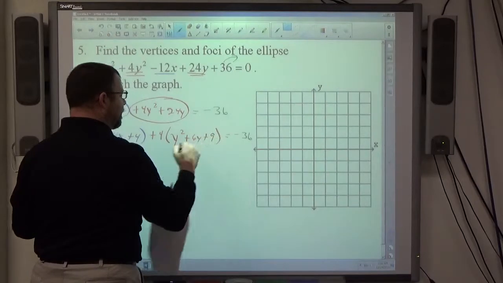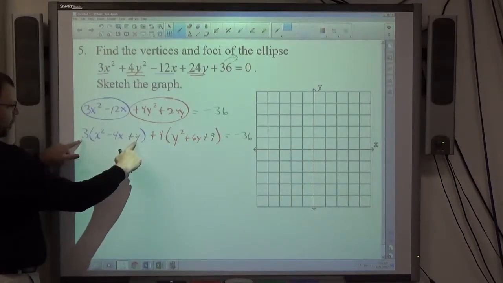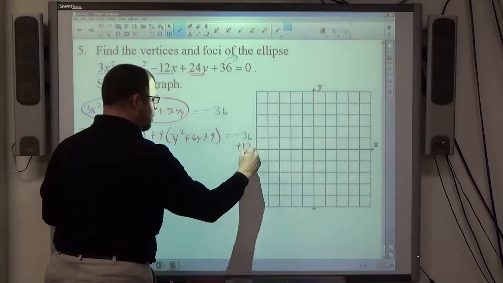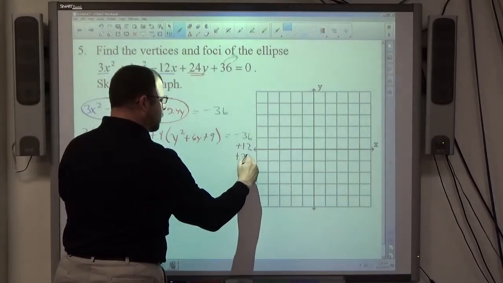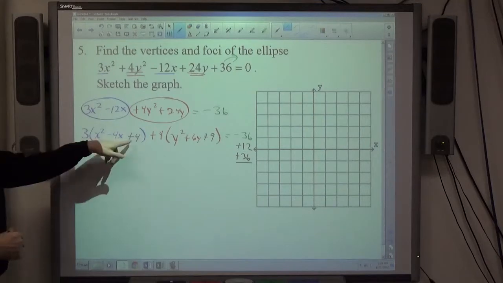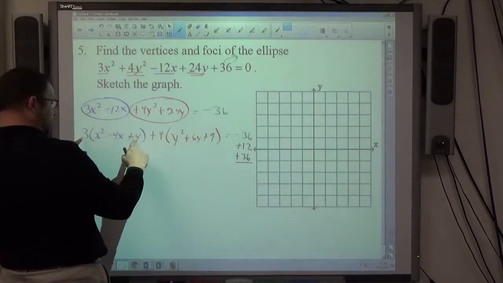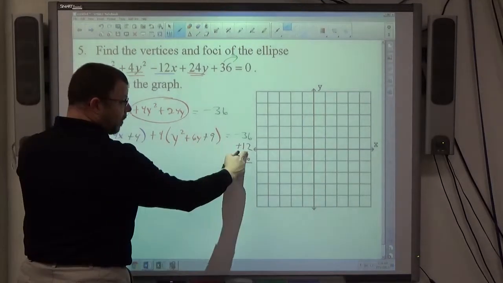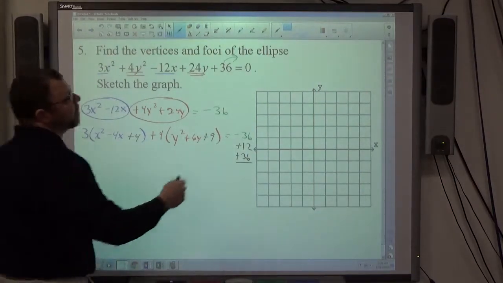3 squared is 9. What I truly added was 4 times 3, which is 12. And 4 times 9, which is 36. So you have to add the same amount to both sides. This one's necessary, this one's necessary. It's really 4 times 3, it's really 9 times 4. So 12 and 36 get added over there.